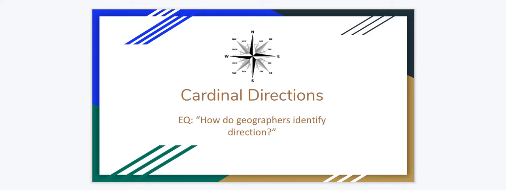Cron. Today we will be discussing the cardinal directions. Your essential question here is, how do geographers identify direction? And in terms of your I can statement, I want you to think about how I can use the cardinal directions to identify which direction something is from something else. Okay? So here we go.